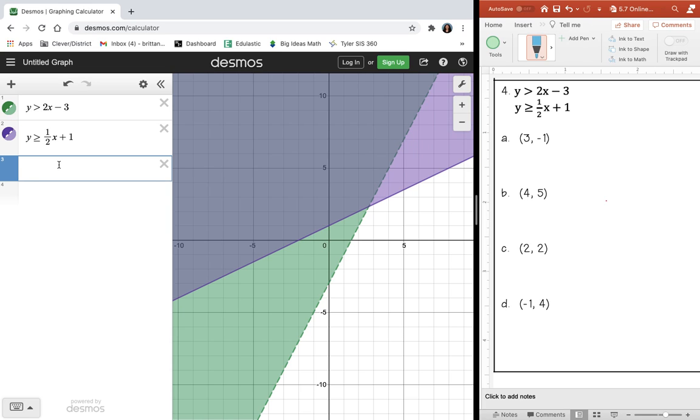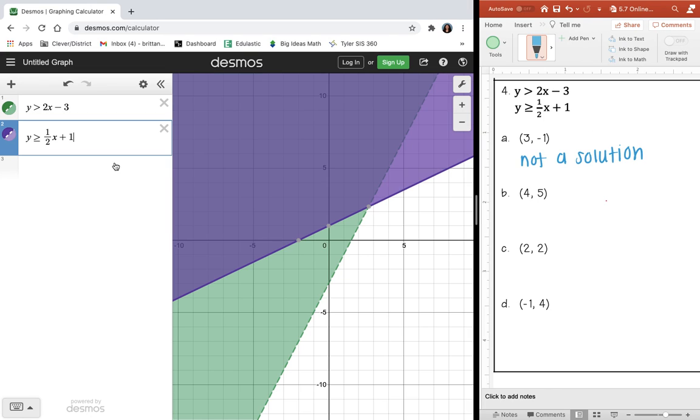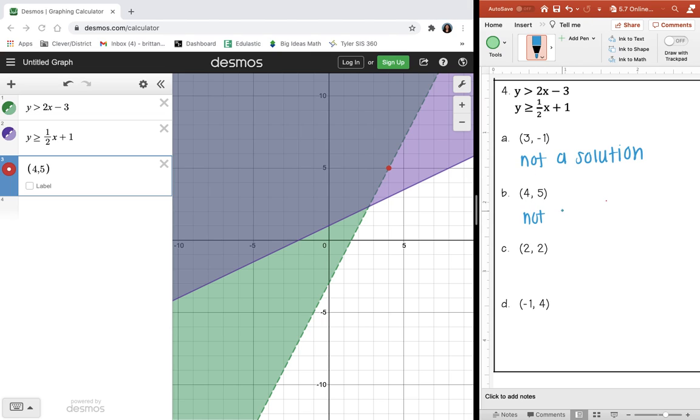So let's try that first point. My first point, I have (3, -1). I see that ends up in my white area where there's no shading at all, so that's not a solution. Okay, looking at my next point, I have (4, 5). I see that is in the boundary of my overlapped region. However, it is on a dashed line. So since it's on a dashed line, it's going to be not a solution, because it's a dashed boundary.